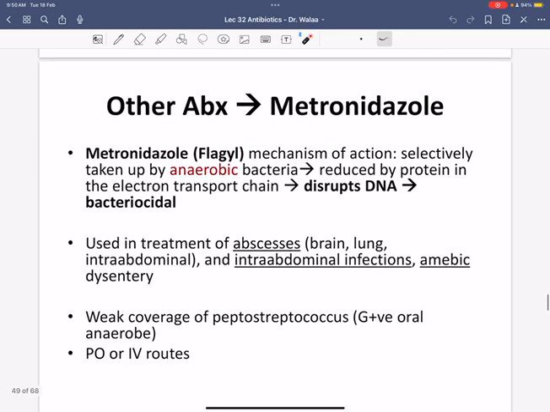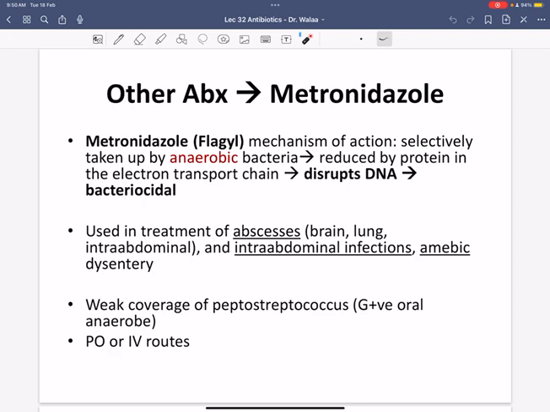Metronidazole, they work on the protein electron transport channel, and this is very important when you want to disrupt DNA in anaerobic bacteria, disrupt DNA synthesis. So it's bactericidal. We use it to cover for anaerobic microorganisms or anaerobic infection, like for example abscesses. When we talk about lung abscess, brain abscess, some intra-abdominal infection or abscesses. It's a drug of choice for anaerobic infection as well.